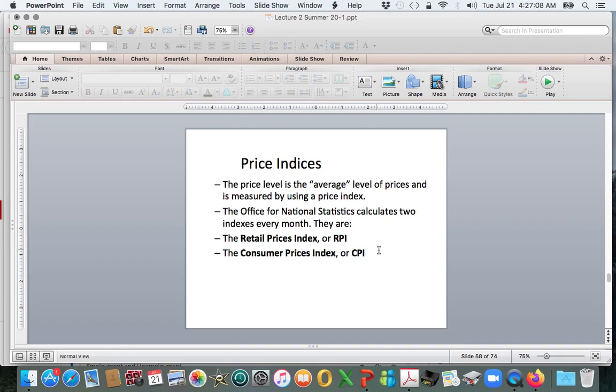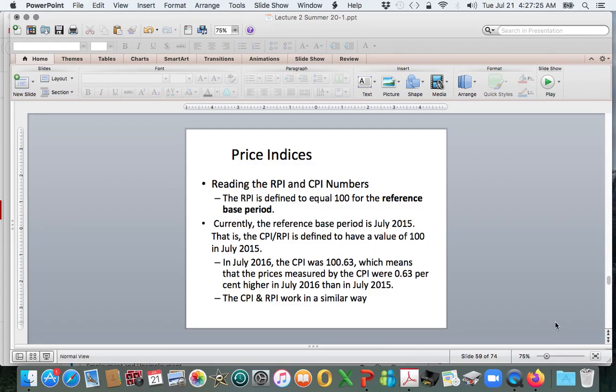In the UK, there is an Office for National Statistics. It calculates two different types of indices every month. One is the retail price index, and the other is the one that we're more familiar with, the consumer price index. For your convenience, the book has interchangeably used both of these concepts. So the RPI, or retail price index, is usually defined to equal 100 for the reference or base period. If you look at your book for the 10th edition, you will see the base period is July 2015, and you can see a few more statistics here.